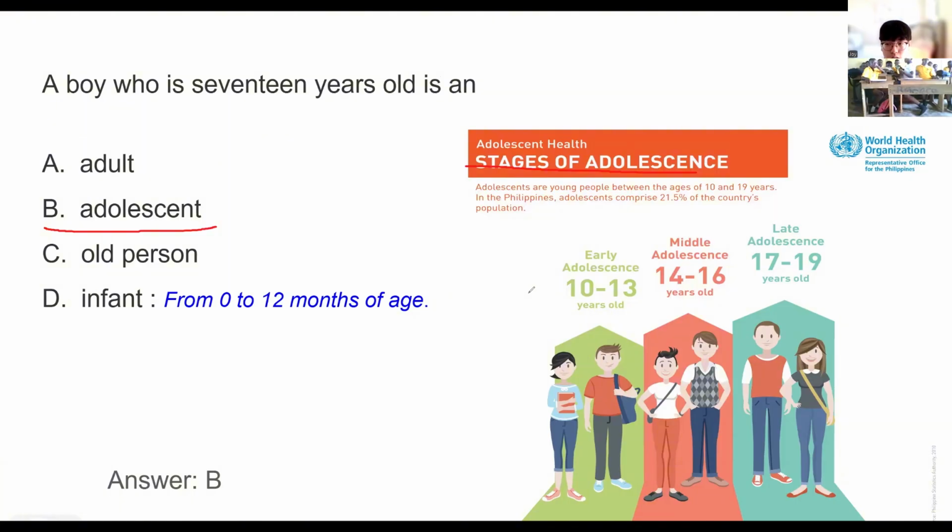It actually starts a little early. It starts at 10 and above. Early adolescence is from 10 to 13, middle adolescence is 14 to 16, and late adolescence is when you're 17 to 19 years old. And if you're an adult, then you're above 19 years old. And an infant, you can see, is from 0 to 12 months old. So they're very tiny babies.